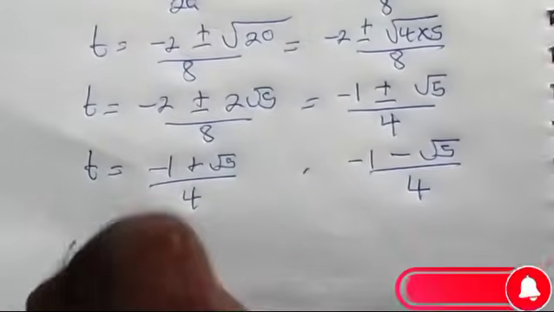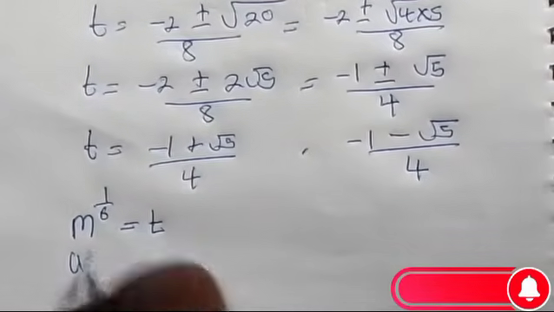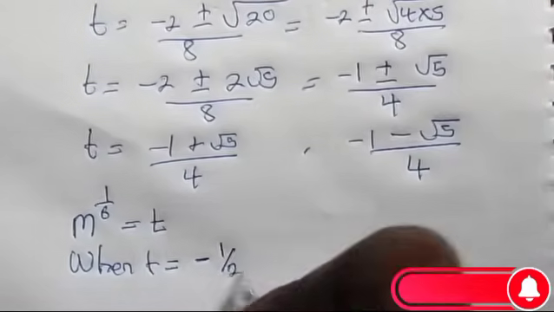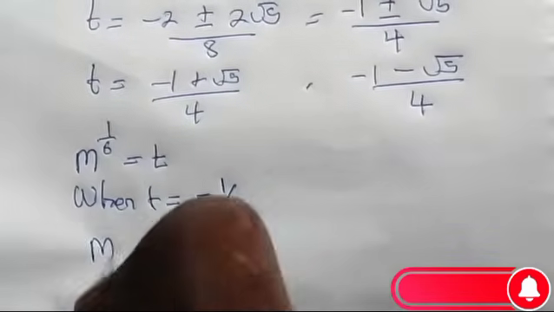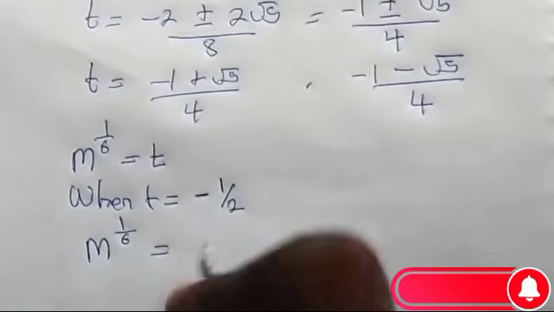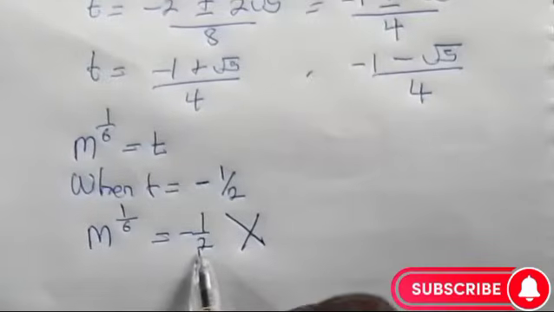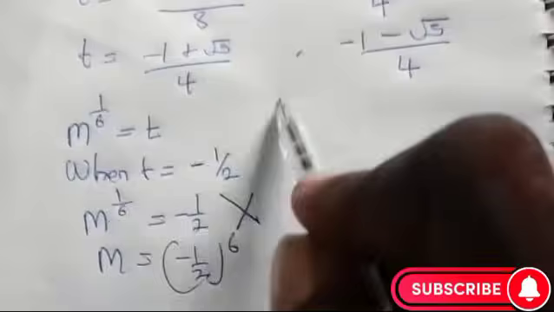Now don't forget we said m raised to power 1 over 6 is equal to t, right? So the first value we got for t is minus 1 over 2, right? So when t is equal to minus 1 over 2, we are going to have m raised to power 1 over 6 equal to minus 1 over 2. Don't forget we said we are looking for the real value for this. Therefore the value of m cannot be this, this is going to give us minus 1 over 2 raised to power 6, right? Now let's look at the rest of the solution.